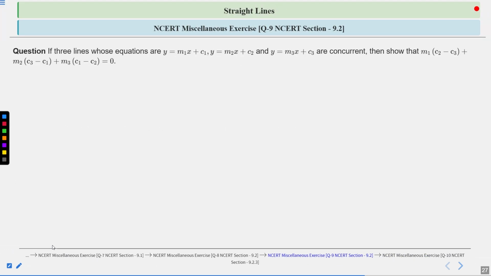In this question, if three lines whose equations are y = m1x + c1, y = m2x + c2 and y = m3x + c3 are concurrent, then we have to show that m1(c2 - c3) + m2(c3 - c1) + m3(c1 - c2) = 0. The condition given is that these three lines are concurrent. Students, first of all, try it yourself. You have 40 seconds to try to solve this question, and then we will provide the solution.